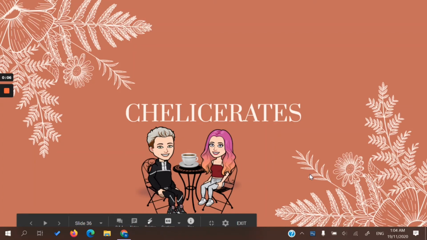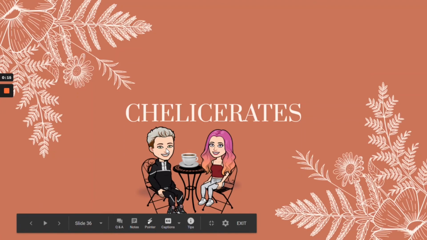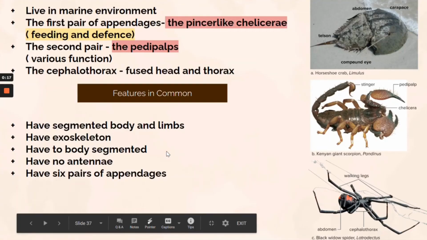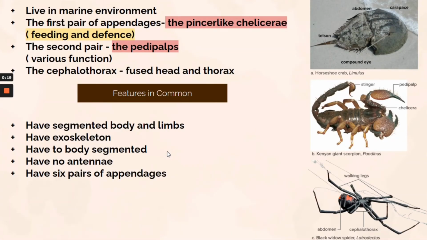Okay, so I will explain about Chelicerata. Chelicerata is the last part of the arthropods. Chelicerata live in aquatic and marine environments, and also in moist areas.